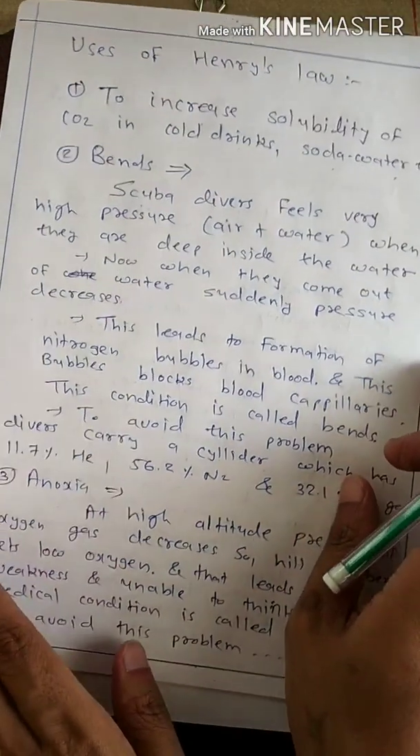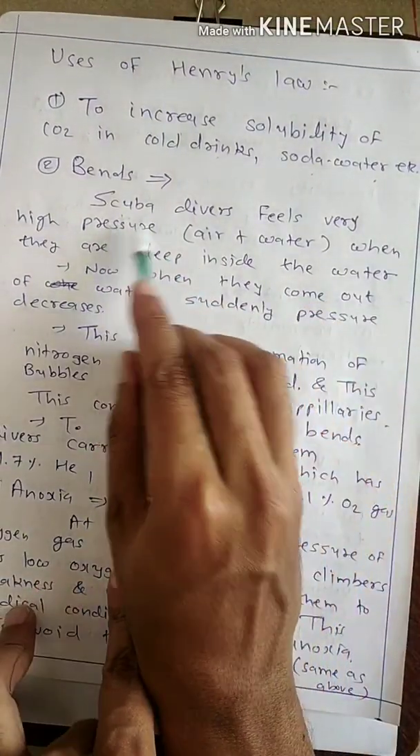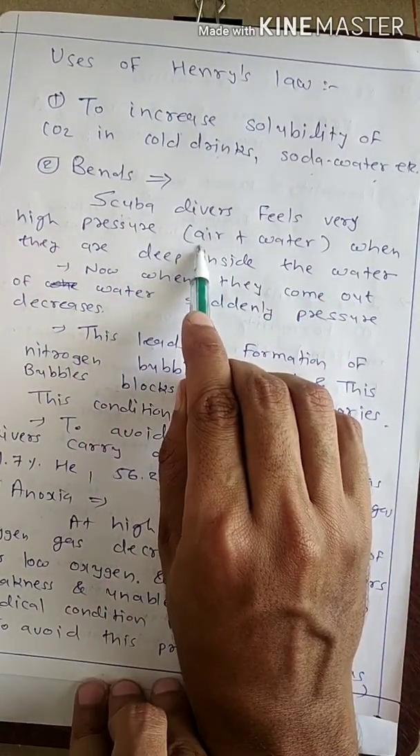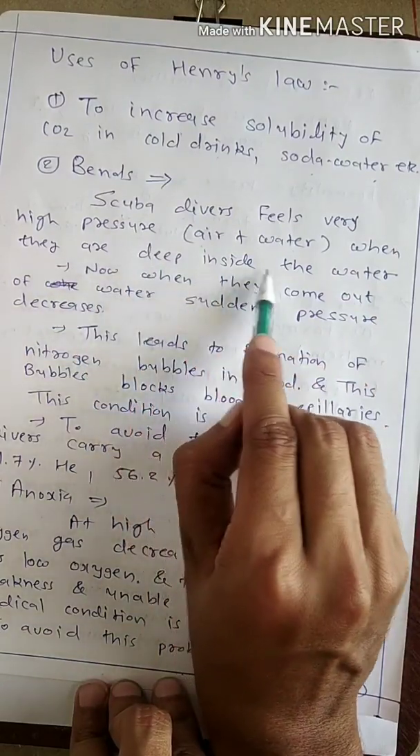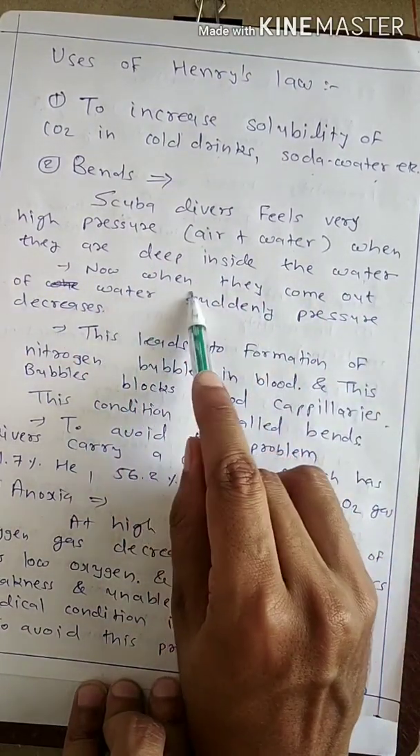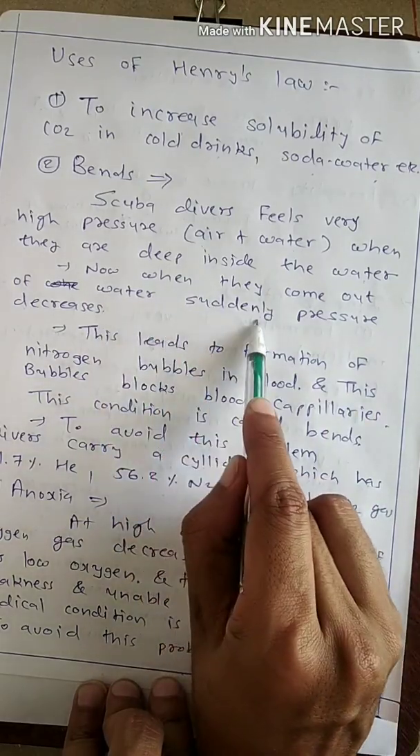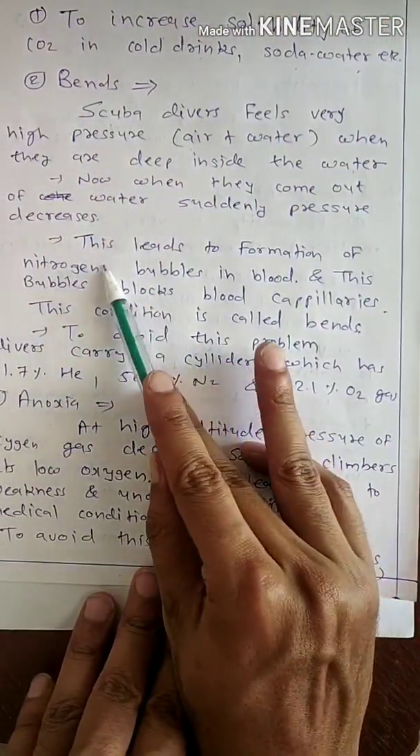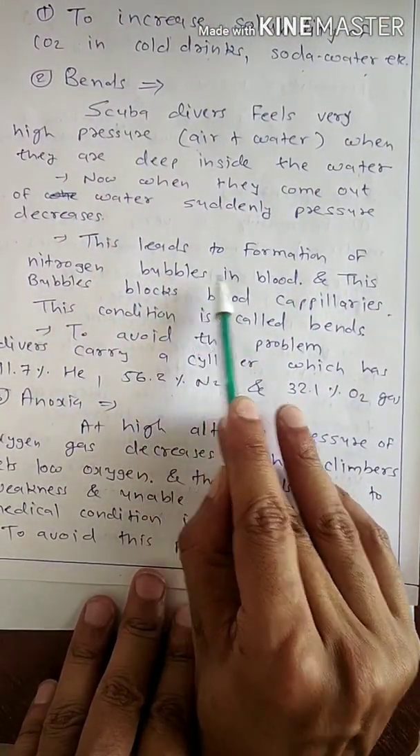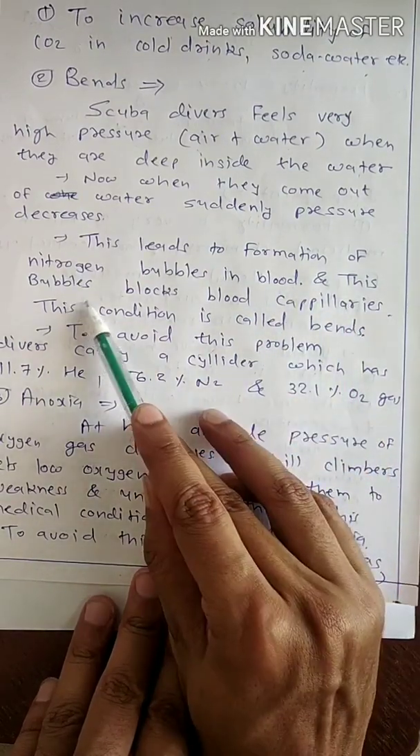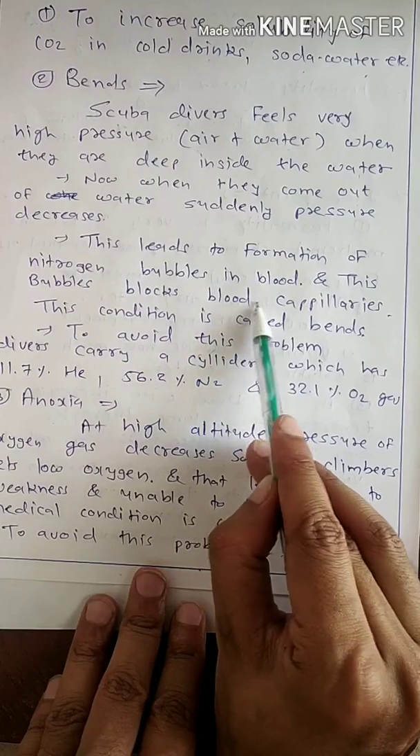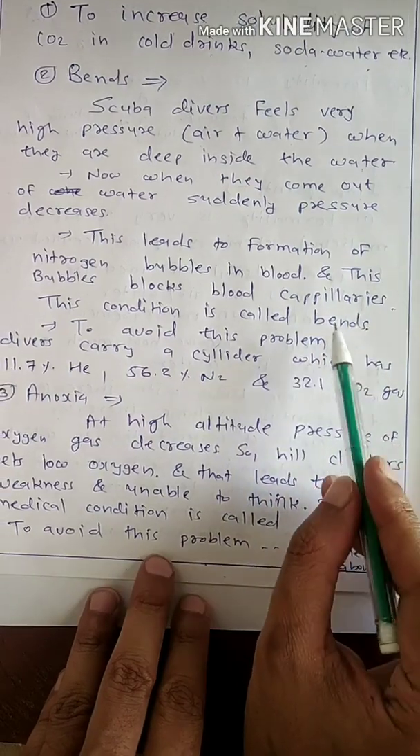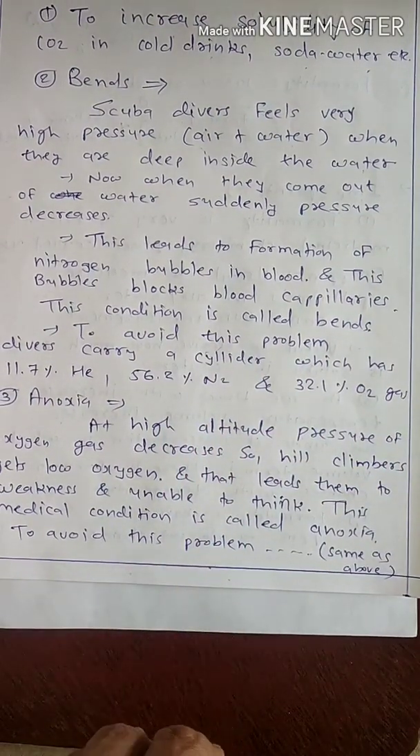Look here. Scuba divers feel very high pressure, air plus water, when they are deep inside the water. Now when they come out of the water, suddenly pressure decreases. This leads to formation of nitrogen bubbles in blood, and these bubbles block blood capillaries. This condition is called bands. એના લીધે સ્કુબા ડાઇવર્સ મરી જઈ શકે.